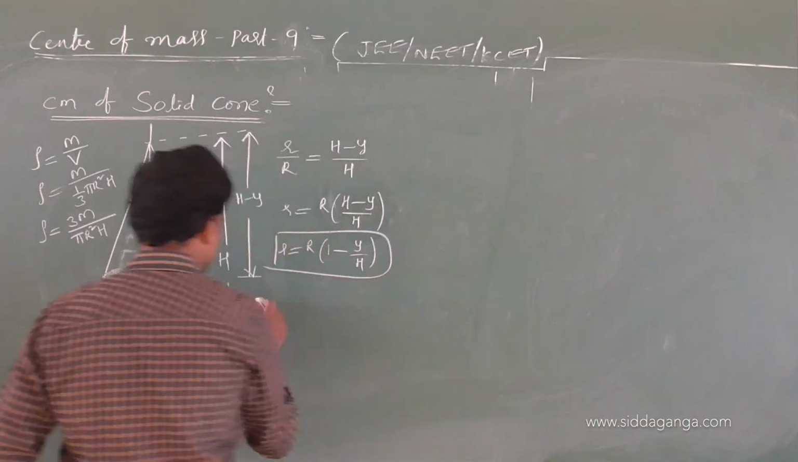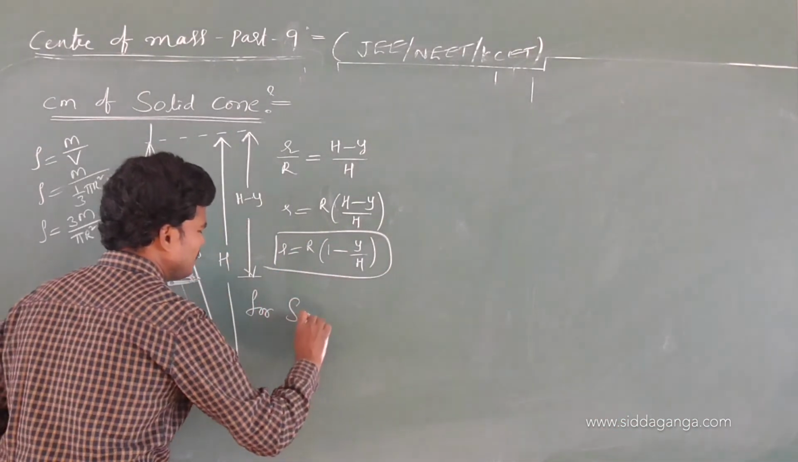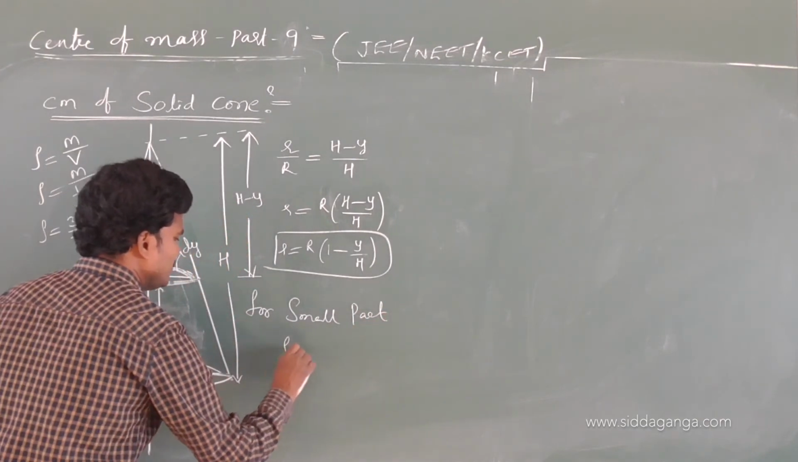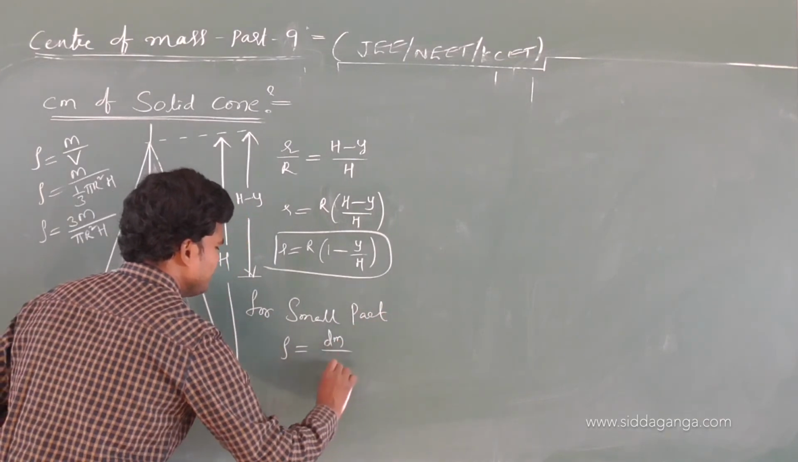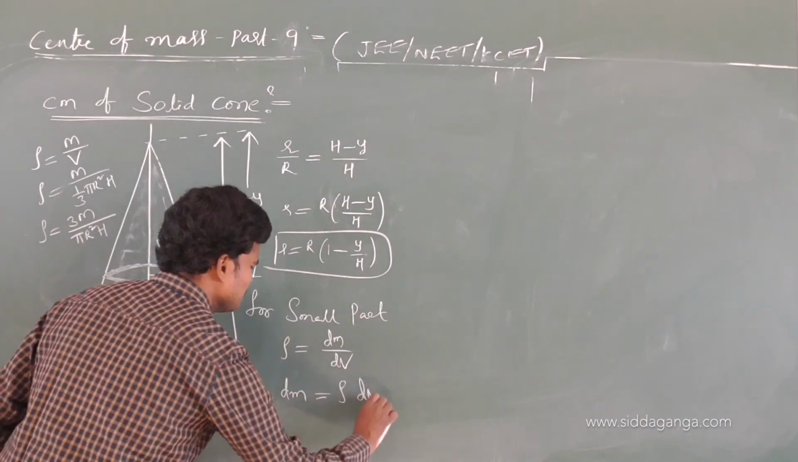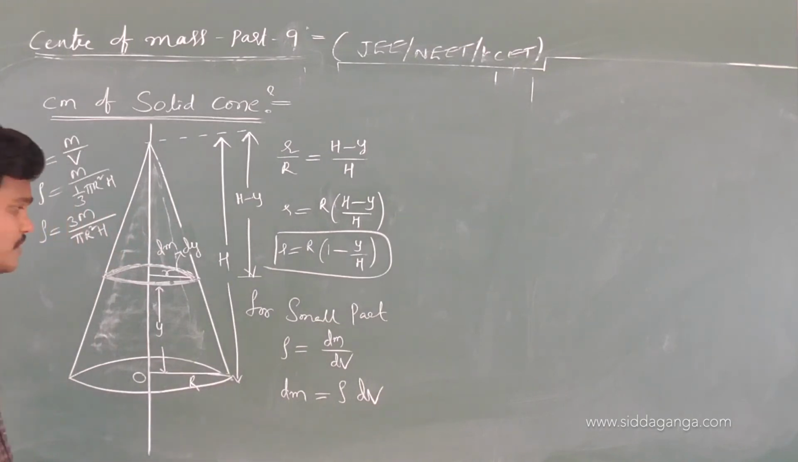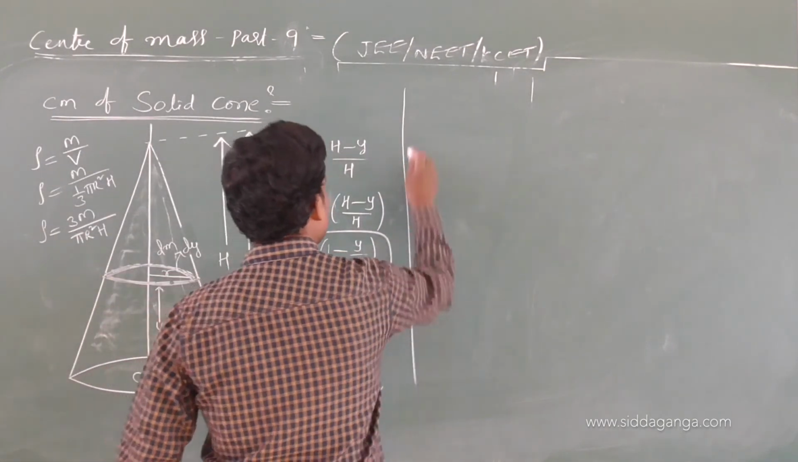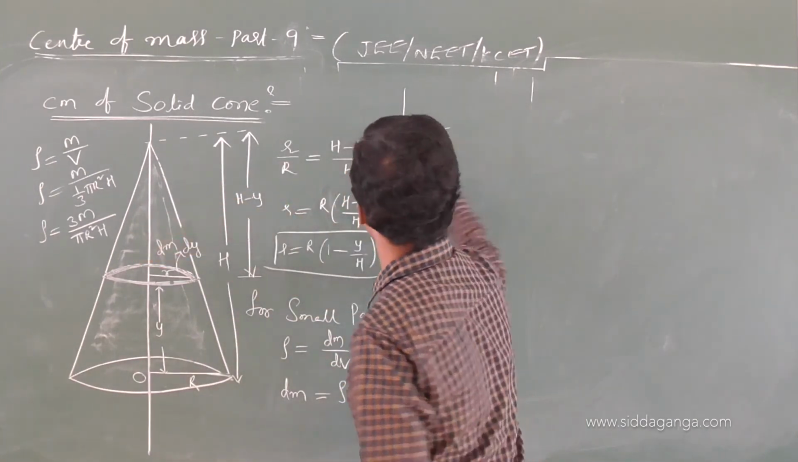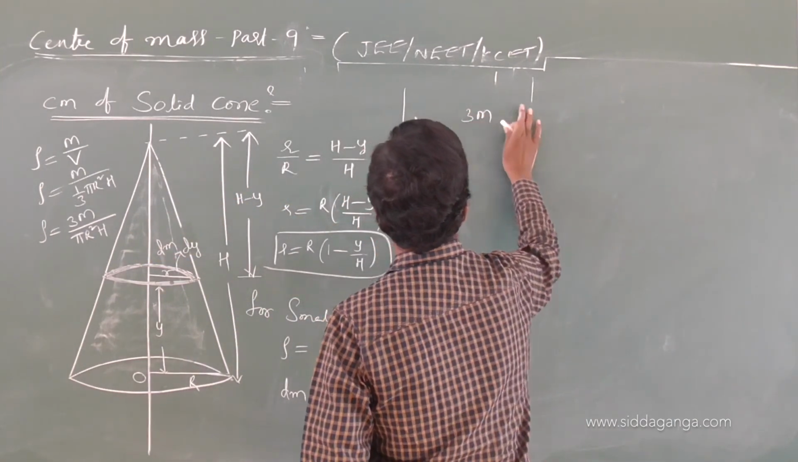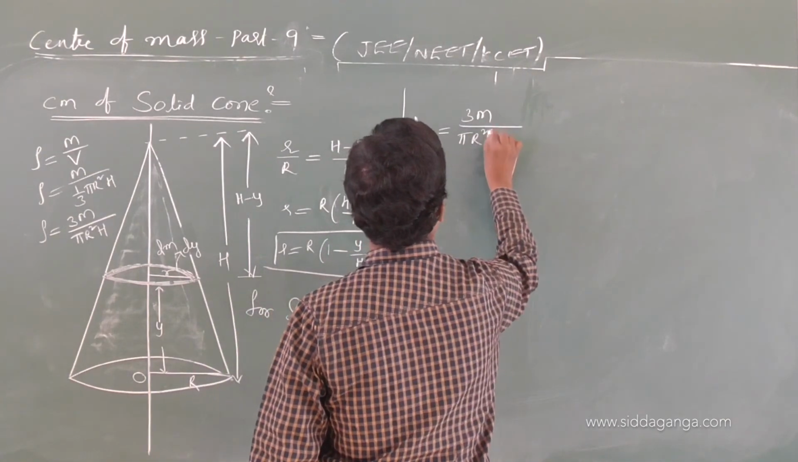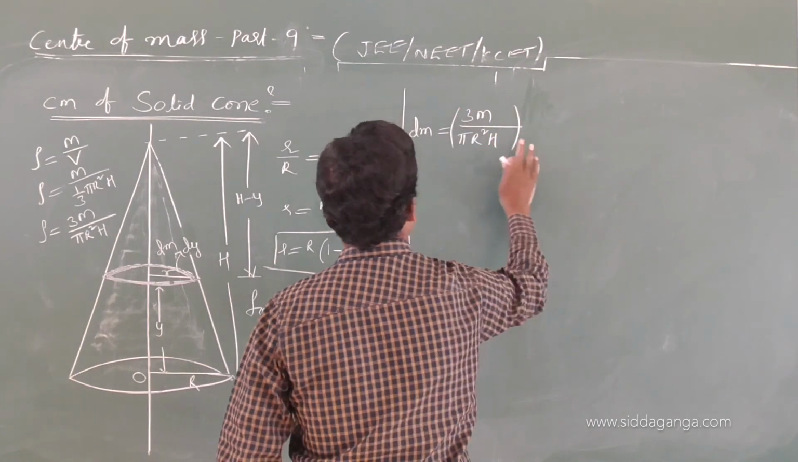So for the small part, rho is equal to dm by dV. So dm is equal to rho into dV. What is rho? Rho we just got: rho is 3M by pi R square h.